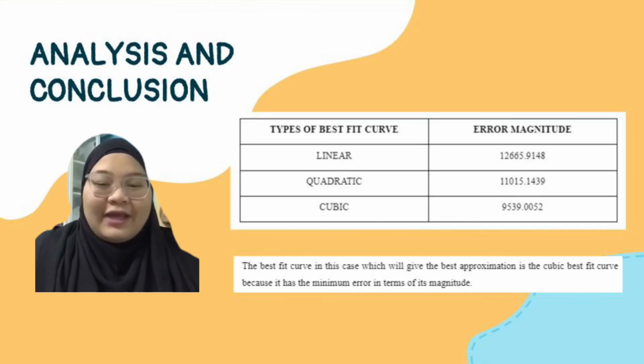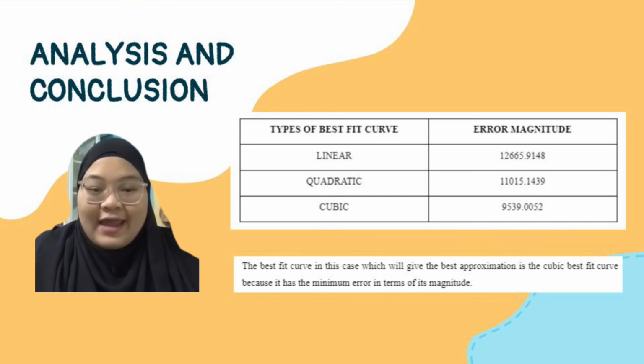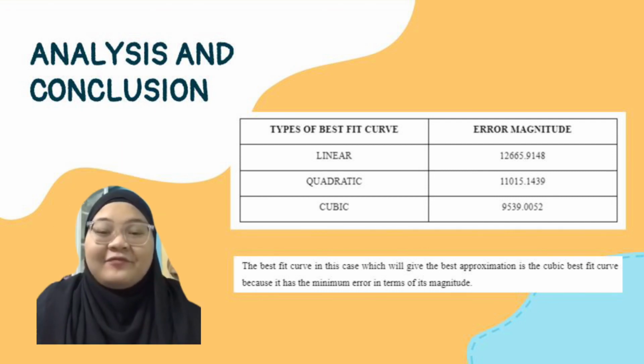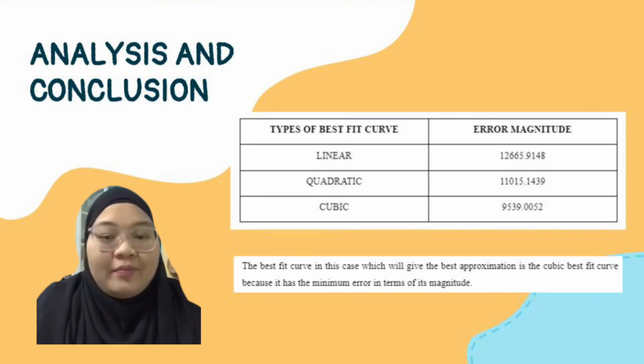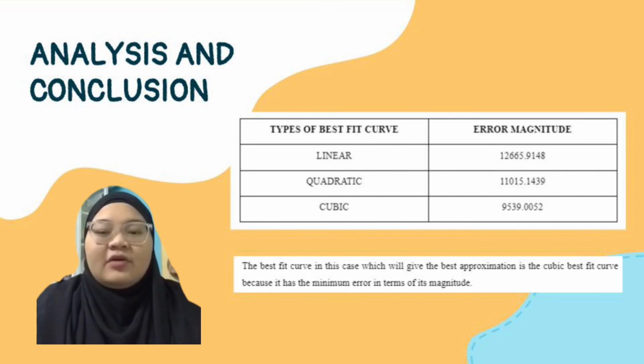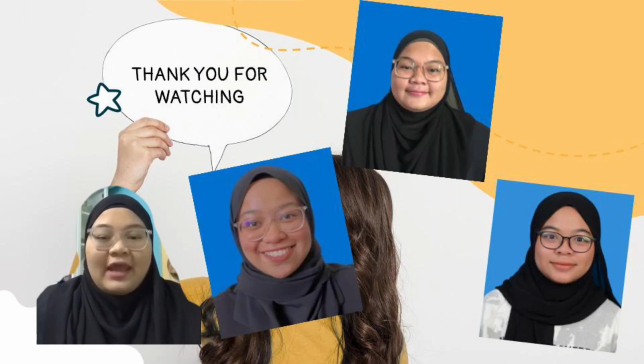Lastly, to conclude all, as we can see in the slide, the error magnitude for linear is 12,665.9148. The error magnitude for quadratic is 11,015.1439. And lastly, the error magnitude for cubic is 9,539.005. So, the best fit curve, which will give the best approximation, is the cubic curve, because it has the minimum error in terms of magnitude. With that, thank you.